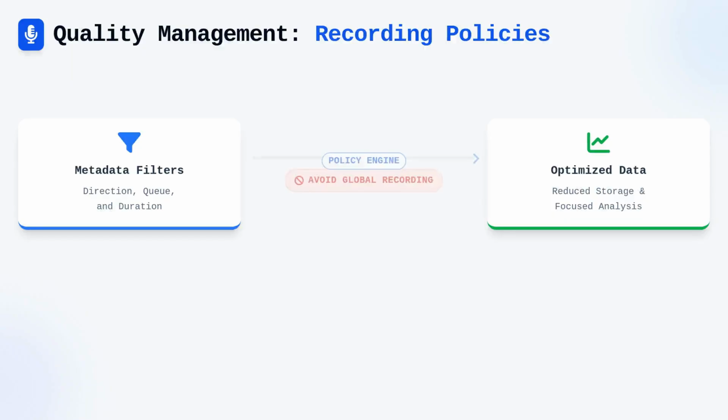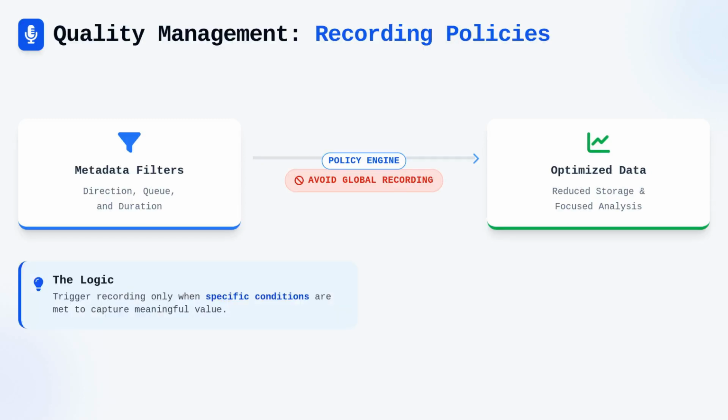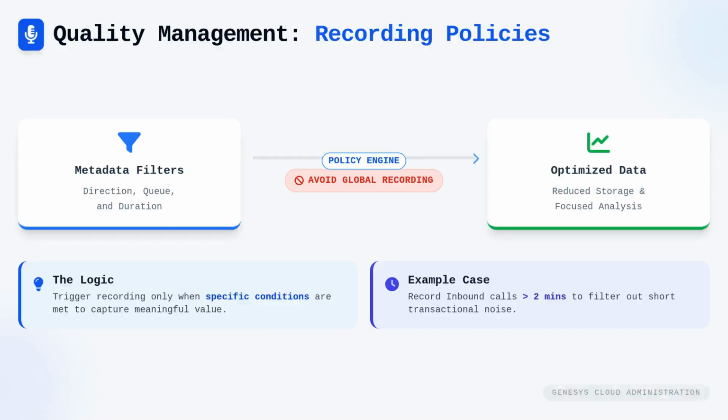While it is technically possible to enable global recording, this approach is often inefficient, as it ignores the nuanced needs of different business units. By defining policies that trigger only when specific conditions are met, you reduce storage overhead and focus your efforts on interactions that truly demand analysis. For instance, you might choose to record only inbound interactions that exceed a 2-minute duration to capture meaningful customer data while filtering out short, transactional inquiries that provide little insight for quality assurance teams.